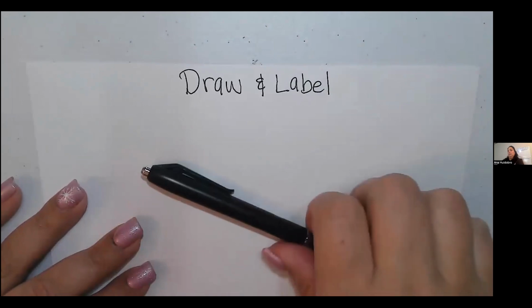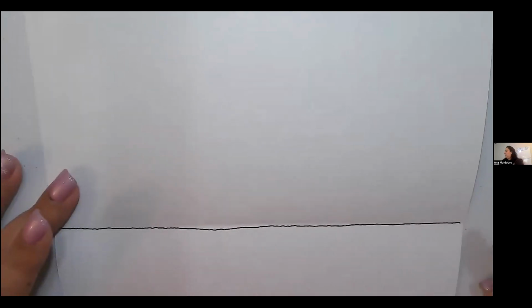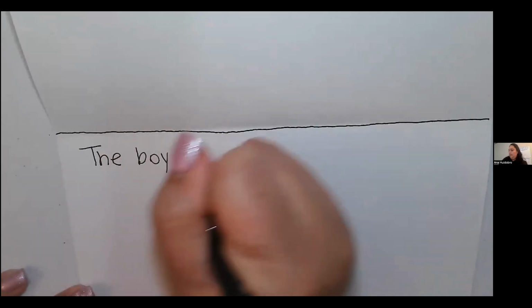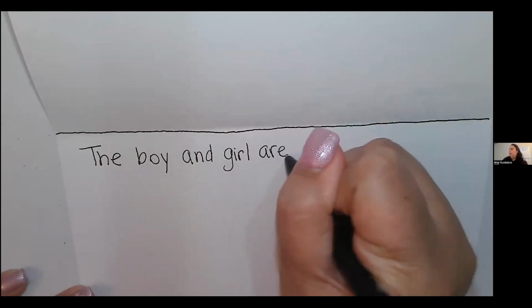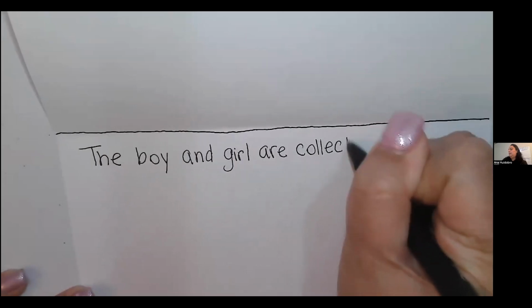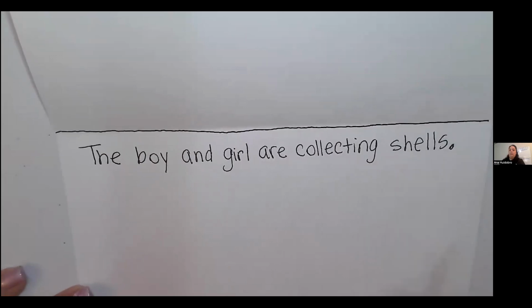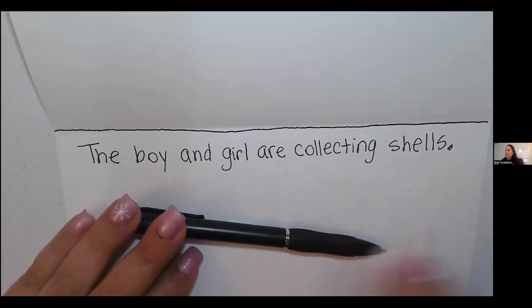And here, oh, let me pause. And here you could put a line. If you didn't fold it, if it's just in the middle of a journal or notebook, that's absolutely fine. And here I want you to write the original sentence. The boy and girl are collecting shells. I want you to go ahead and write that. I'll pause it. Don't forget to start with the capital and end with the period.